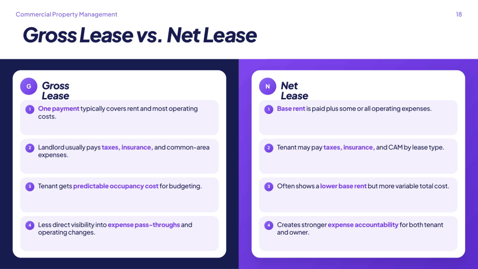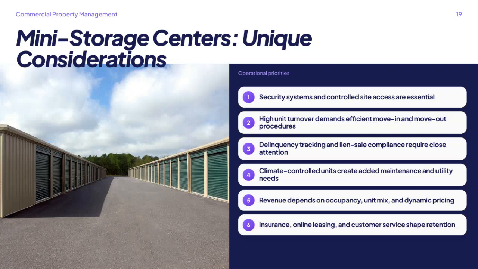When managing mini storage centers, there are several operational priorities to keep in mind. First, security systems and controlled site access are absolutely essential to protect both the property and customer belongings. With a high unit turnover, having efficient move-in and move-out procedures is critical to keep operations smooth and customers satisfied. Delinquency tracking and lien sale compliance require close attention to minimize losses and stay within legal guidelines. Additionally, climate-controlled units introduce extra maintenance and utility needs that must be managed carefully.